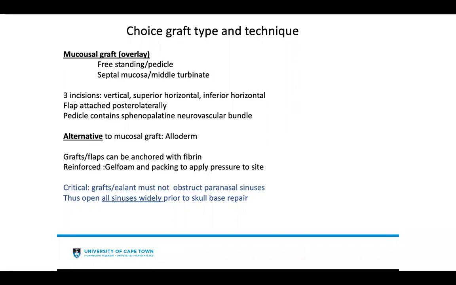Your flap needs to be attached posterolaterally, and that pedicle contains the sphenopalatine neurovascular bundle, and that's why it's quite important not to rotate the graft when you're placing it. Alternatively, you can use mucosal grafts such as AlloDerm. The grafts or flaps can be anchored with fibrin, and then they can be reinforced with Gelfoam, and you can apply some packing to apply pressure to the site.